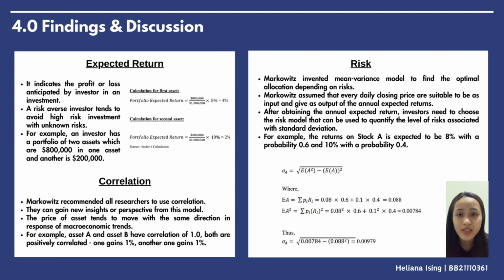In this case, the initial expected return is 0.088 and the latest expected return is 0.00784. After that, we calculate the standard deviation: square root of (0.00784 minus 0.088) to the power of 2 equals 0.00979. This indicates that when the value of the standard deviation is below 1, the investment is less risky.